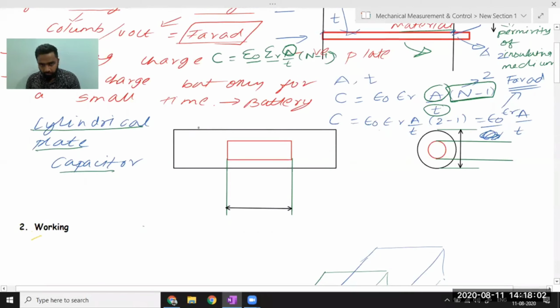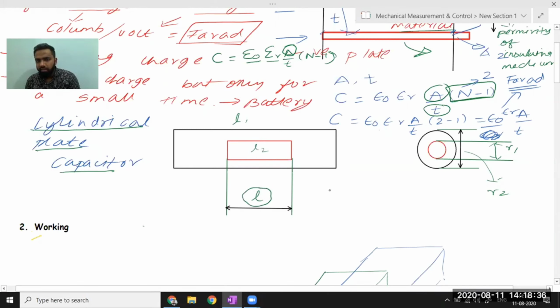In a cylindrical plate capacitor, you can see this is a cylinder which has a radius. Suppose this radius is R2, and there is another cylinder inside this larger cylinder, having a radius R1. Let the length of the first cylinder be L1 and the length of the second cylinder be L2. We know the effective length will be equal to the length of the second cylinder in our case. So let the effective length be L.